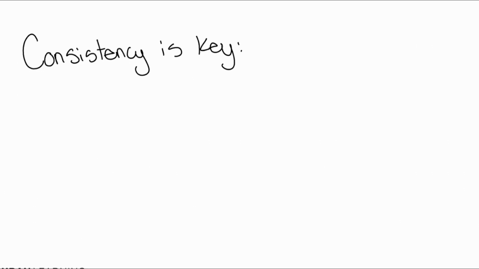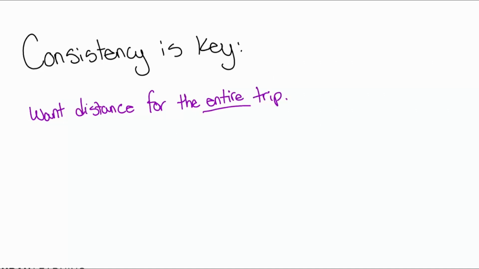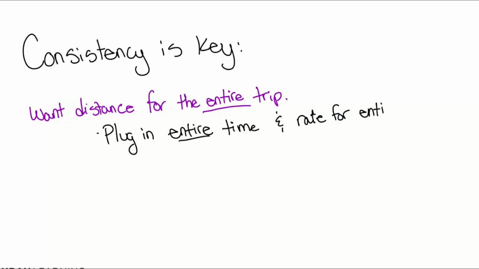So let me write this down here. If you want distance for the whole trip, so for the entire trip, you need to plug in the entire time and the rate for the entire trip. You're not going to use the rate for the first part of the trip or the second part of the trip. You need the rate for the entire trip. Consistency is key. The way you plug things into a formula really matters. So everybody just write that down.